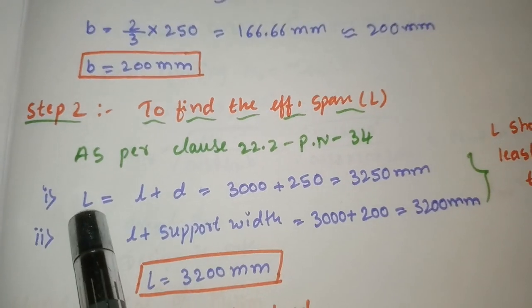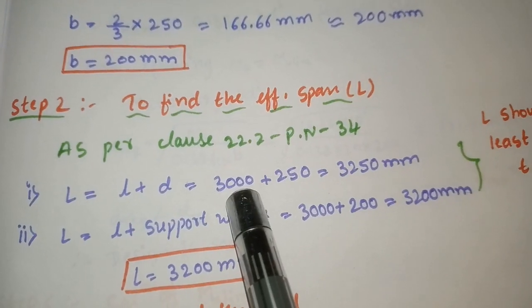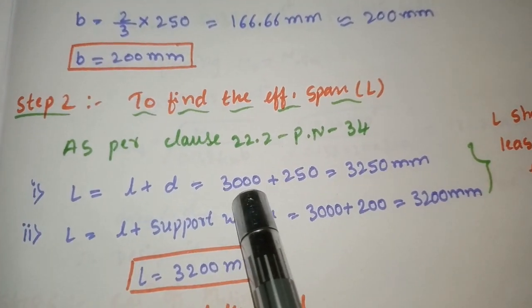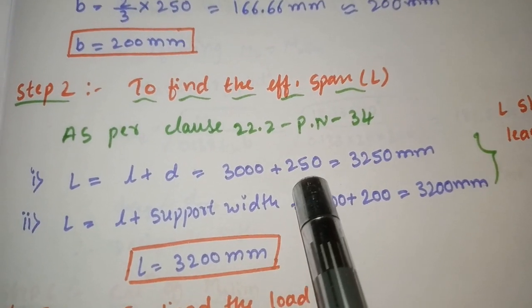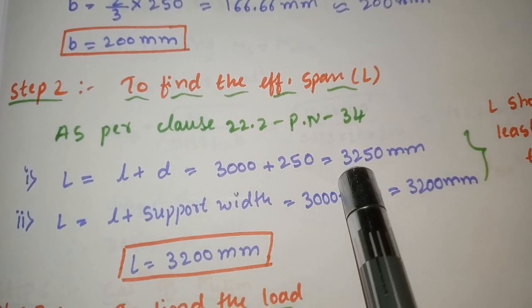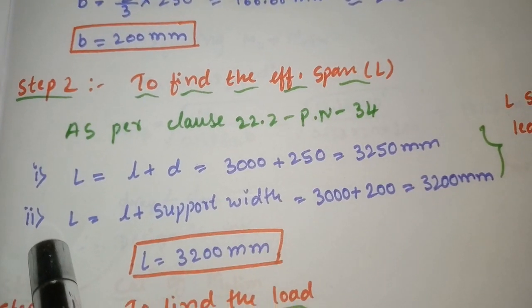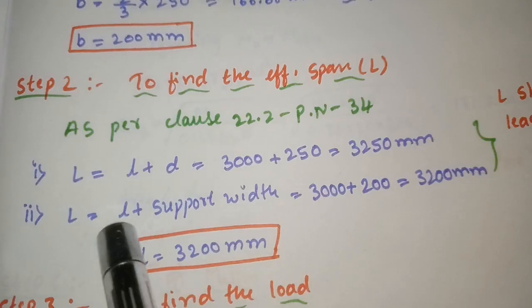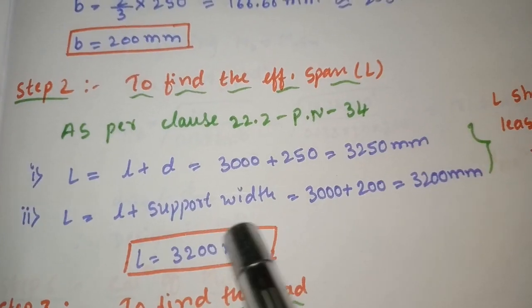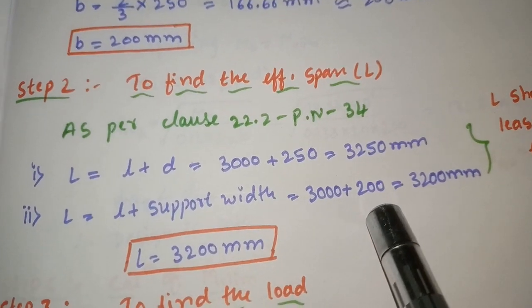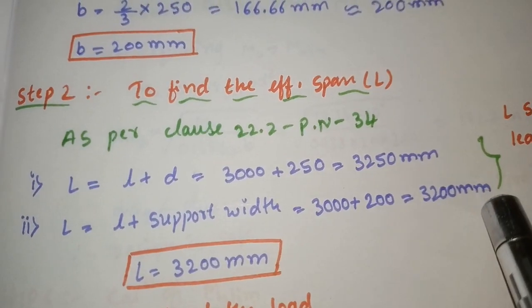So first criteria is L is equal to clear span plus effective depth. They have given the clear span as 3 meter, which is nothing but 3000 mm, plus our D, which we have got as 250 mm. Substitute all the values. After simplifying, we'll get our L value as 3250 mm. And our second criteria is L is equal to clear span plus support width. So our L is 3000 mm plus the support width they have given, 200 mm. Substitute all the values. After simplifying, we'll get our L value as 3200 mm.